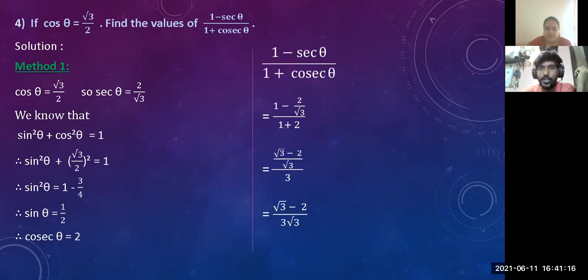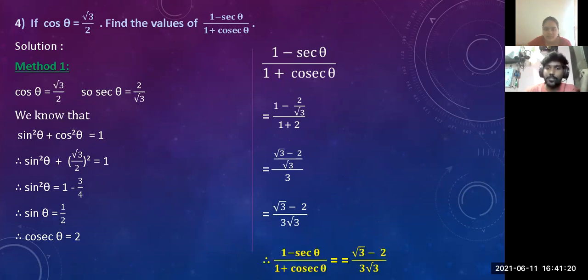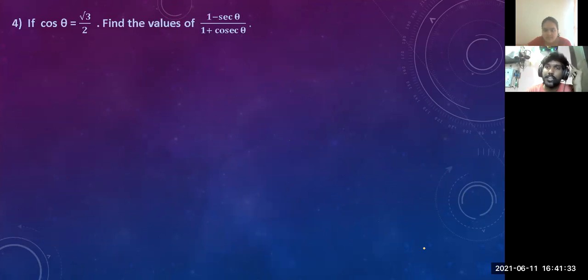So the answer is root 3 minus 2 upon 3 root 3. So the final answer, you can write it like this: 1 minus sec theta upon 1 plus cosec theta is equal to root 3 minus 2 upon 3 root 3. Now let us move to the exercise sum.